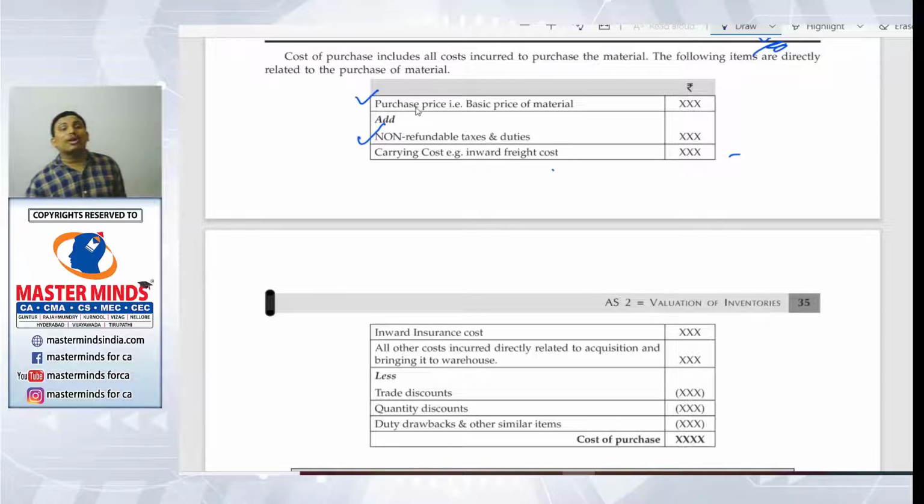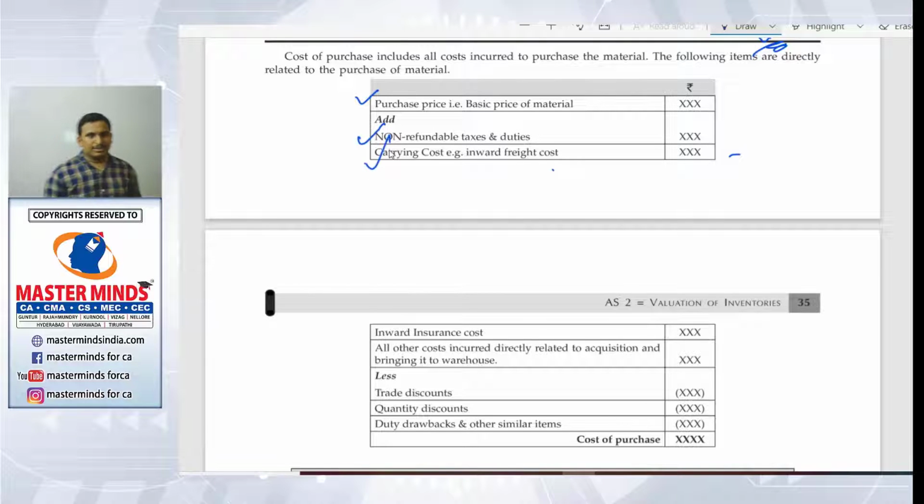Make it very clear: non-refundable. That means if it is refundable, it is not a part of the cost. Let us say you are paying GST. If you will be getting input tax credit, then you should not include it. If you are not getting input tax credit, then you may include it. Similarly, customs duty on import: will you get any refund for that? No, then it can be added. There are also various local taxes on which GST is not applicable, like octroi. Make it very clear: if it is refundable, it should not be considered. If it is non-refundable, it can be considered.